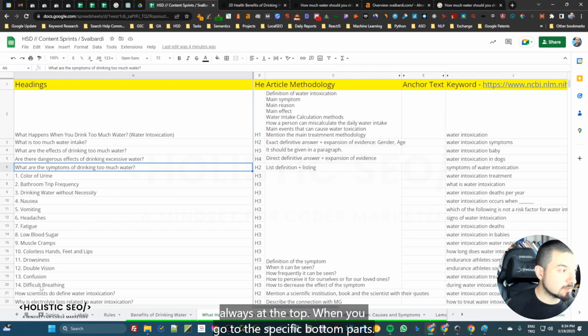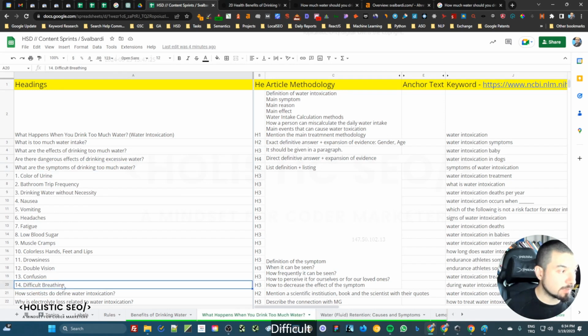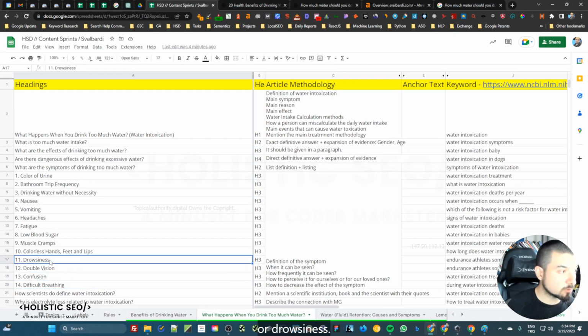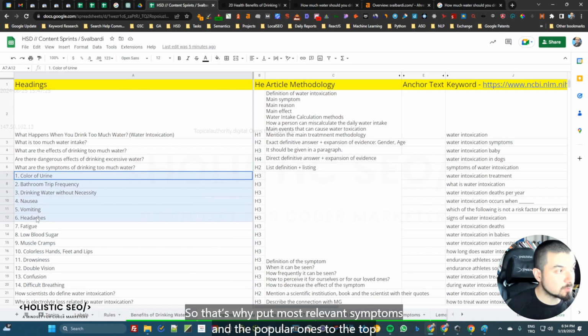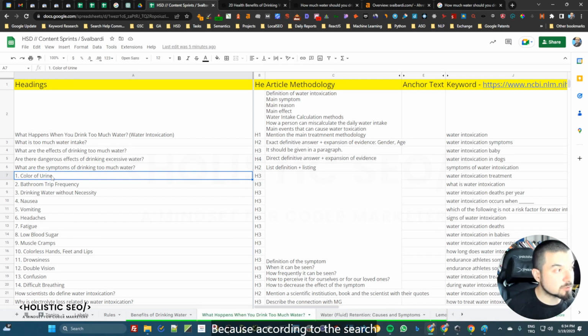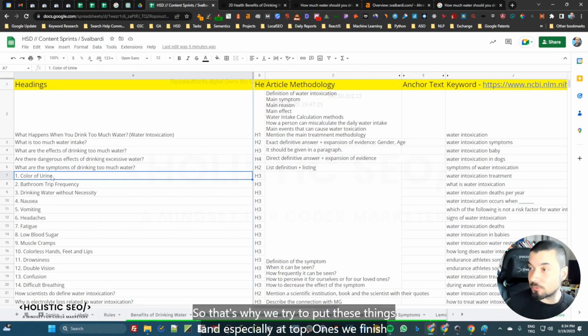When you go to the bottom parts, difficult breathing is rare for this one. Confusion, double vision, or drowsiness are also rare. Colorless hands, feet, and lips, or low muscle cramps and low blood sugar, many other things can create these as well. That's why you put the most relevant and popular symptoms at the top and try to create a kind of popularity and importance based on that, because according to the search engine, the importance of something mainly comes from the search demand. So that's why we try to put these things especially at the top.